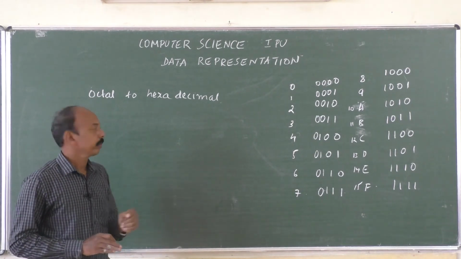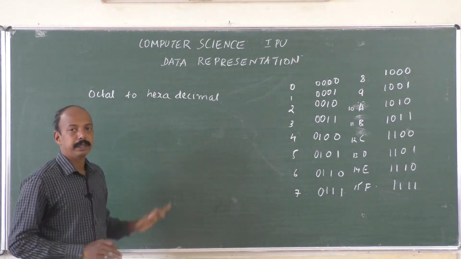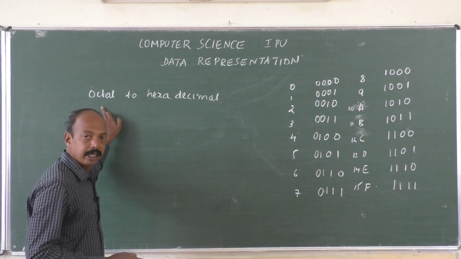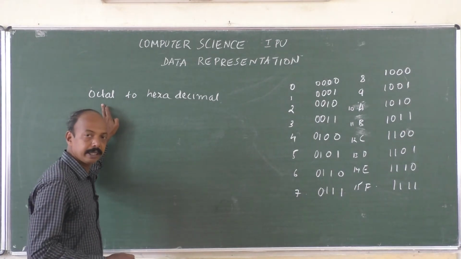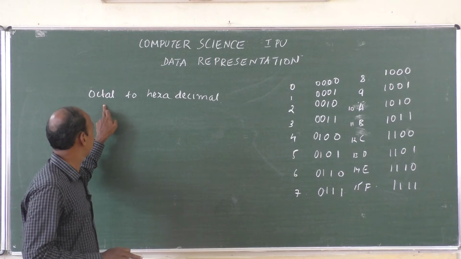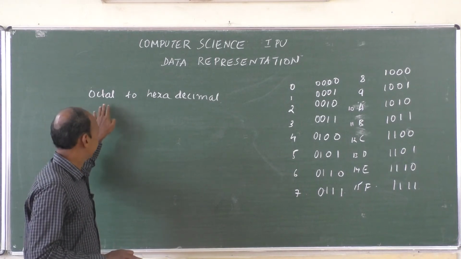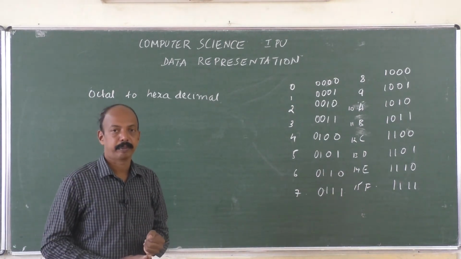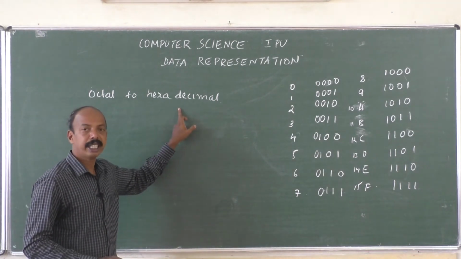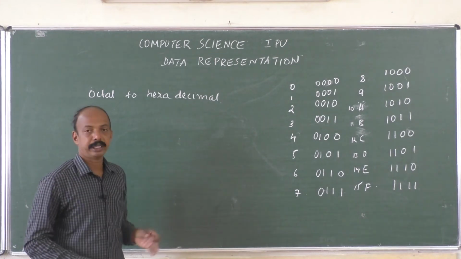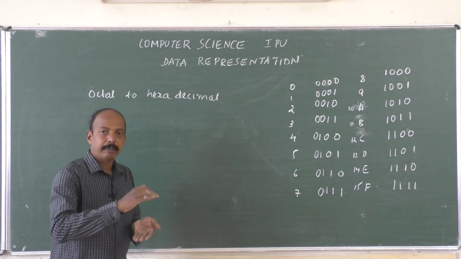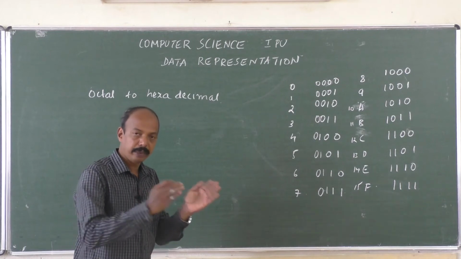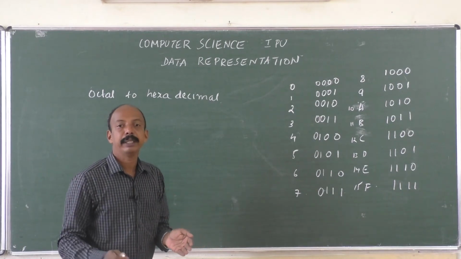How to do that? First, whatever number is given, write its equivalent with respect to this octal, right? How we can write the octal number in binary with respect to 3 bits. So any number given in octal, write that number in binary with respect to 3 bits. Then this is hexa. Hexa requires how many bits? 4 bits in a group. So after writing the number in binary form, the sequence of zeros and ones, in groups of 3, once again rearrange them into groups of 4.